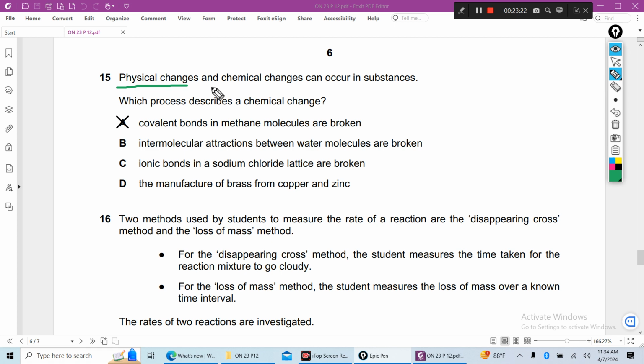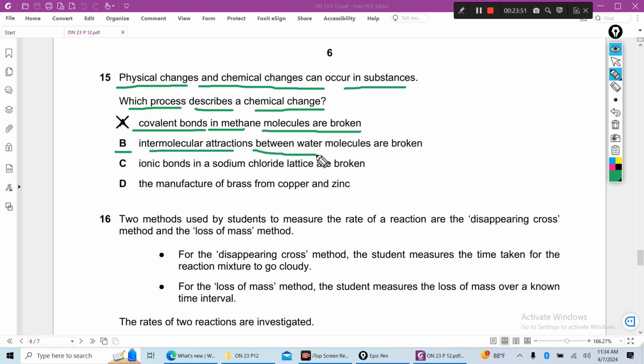Physical change and chemical change can occur in substances. Which process describes a chemical change? You know, covalent bonds in methane molecules are broken. Yes, when methane reacts with chlorine, chloromethane plus hydrogen chloride is formed. So this is a chemical reaction. When reactant bonds break, this is a chemical reaction. The answer is A, but why not B?